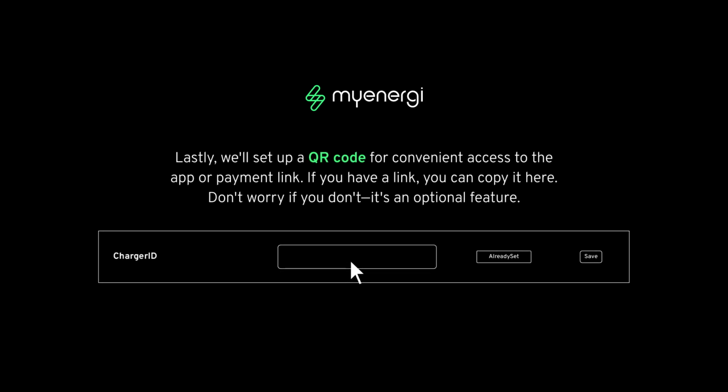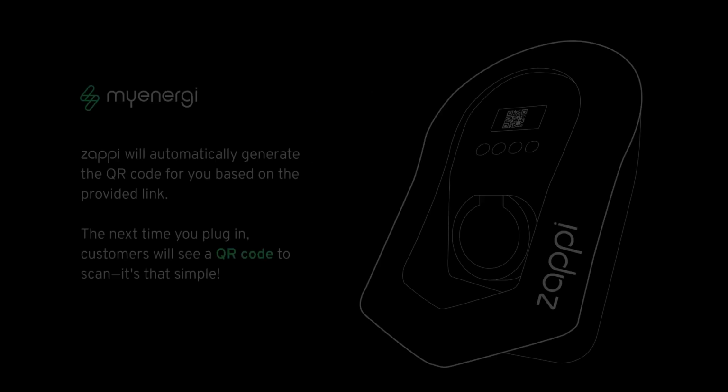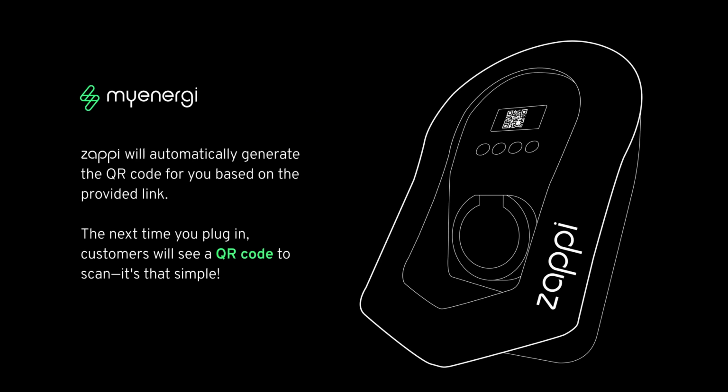Lastly, we'll set up a QR code for convenient access to the app or payment link. If you have a link, you can copy it here. Don't worry if you don't, it's an optional feature. Zappi will automatically generate the QR code based on the link you provided. The next time you plug in, customers will see a QR code to scan. It's as simple as that.